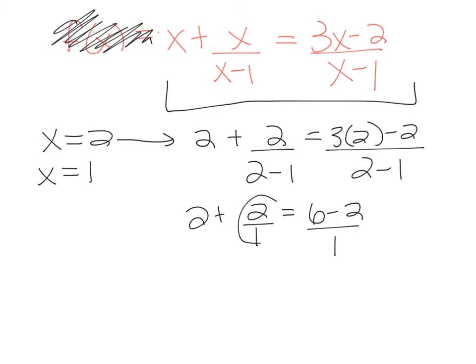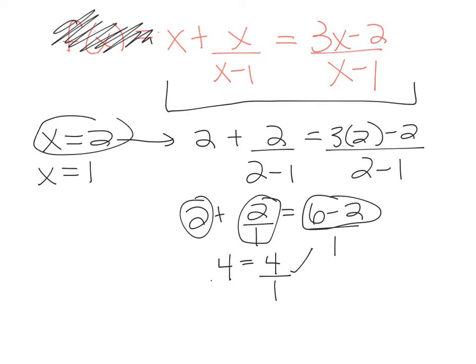And 2 divided by 1 here is 2. So when I combine that with a positive 2 here, I get 4 equals, and on top here I get 6 minus 2, which is 4 divided by 1. So 4 divided by 1 is indeed equal to 4, so that solution checks out. So x equals 2 is a valid solution.